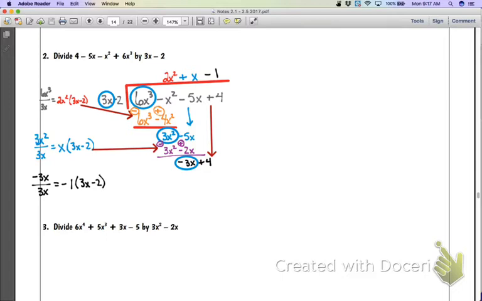So I have negative 3x plus 2. Change my signs, so I'm left with a remainder of 2. If I have a remainder of 2, I'm just going to put it 2 over whatever's on the outside. So over the 3x minus 2.